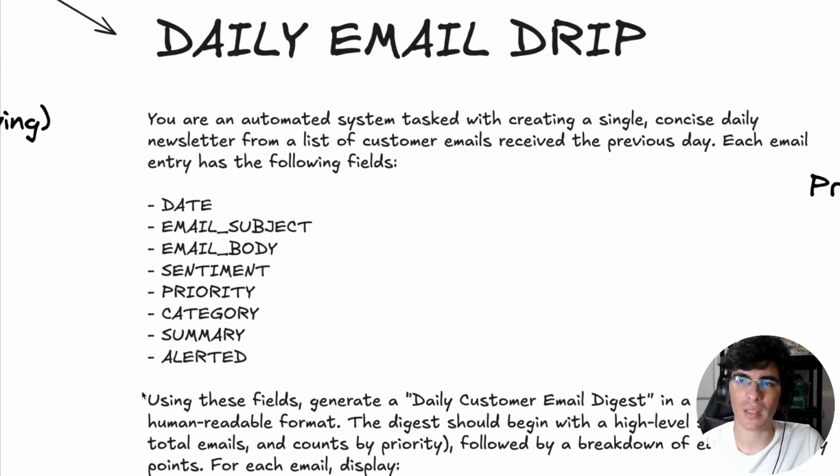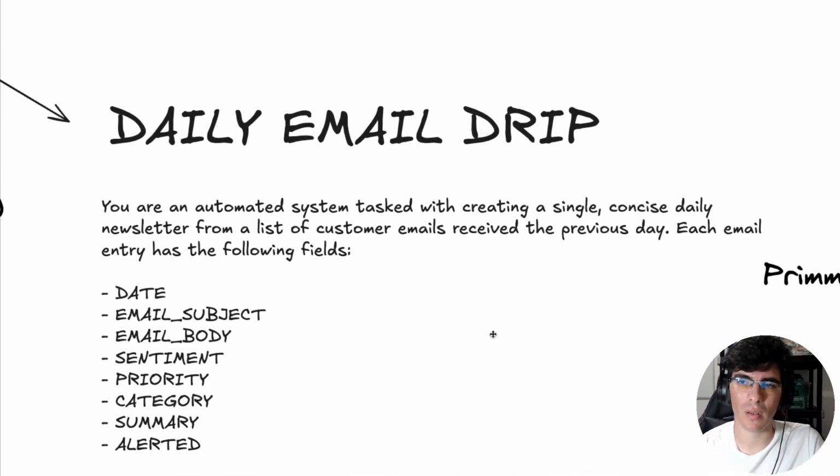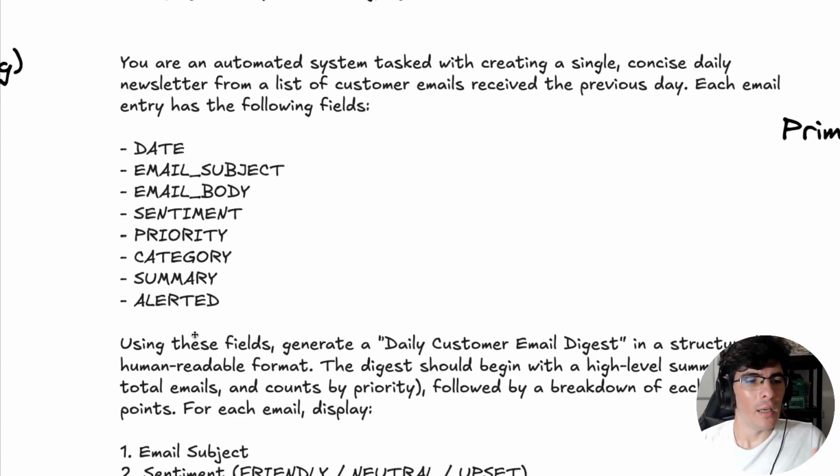Yeah, so basically in this case, what we're doing is telling it that it's an automated system, creating a single concise daily newsletter from a list of customers. Each email entry has the following fields: date, email, subject, blah blah blah. Using these fields, generate a customer digest. So we're already telling it what its persona is. And the priming is because we're giving it these fields, and we're giving it some information so it can take it into account.